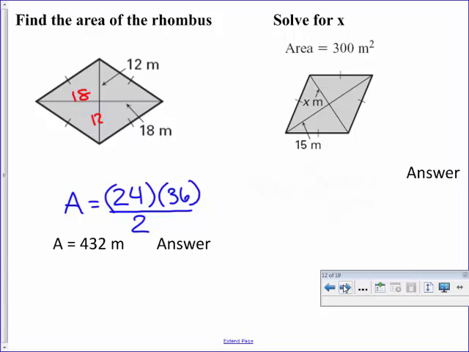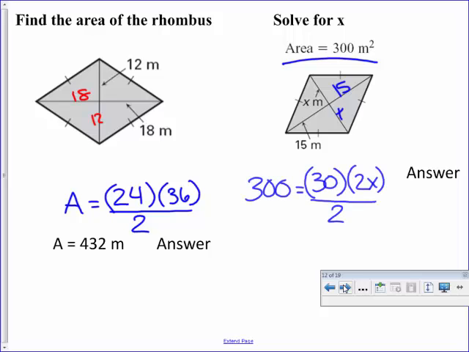Now this one's a little bit different because it gives you the area. And so now you have x and 15. So we're just working backwards in the formula. So this is what you would plug in to your formula. 300, which is the area, equals 30. And remember, x plus x is 2x, not x squared. So when you solve this equation, you should get x to be 10. Okay, go ahead and try and make sure you can solve that equation on your own.